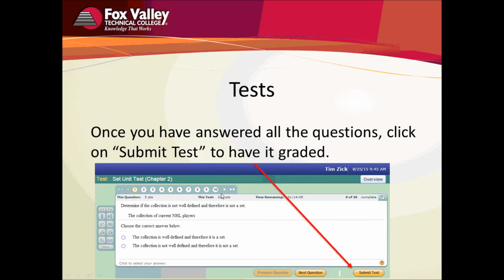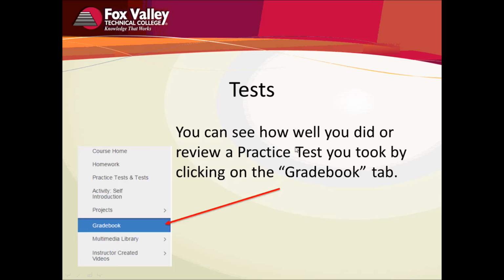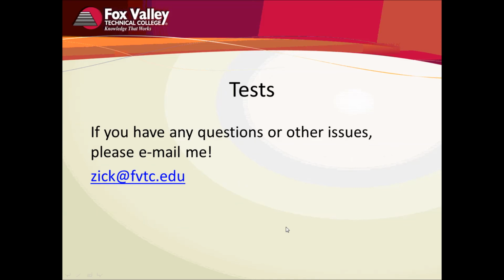Once you've done everything that you're going to do, click on submit test. That's when it will be graded. If you want to go back and look at a practice test or look at a test, the place to do that is in the gradebook. If you take the practice test multiple times and go into the gradebook and look, you can access any one of those times. So if you're like, oh, the first time I took it, I really didn't get number 7, you can go back and check that out again before you take the test.